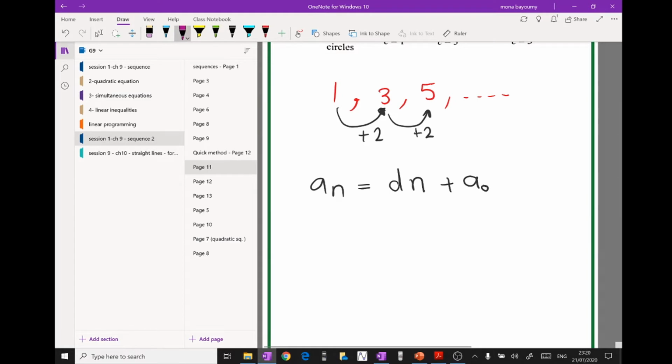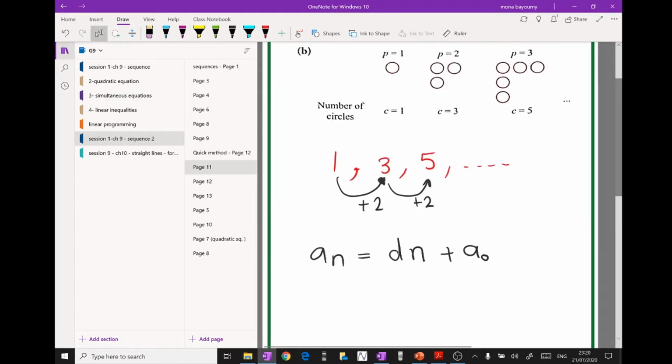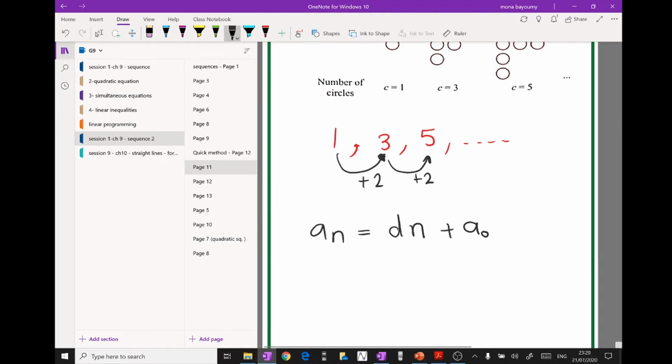D is the common difference. What's a0? The zero term. How can we find the zero term? To find the zero term, we have here a1, a2, a3. To find a0, you have to inverse the operation. Here it is positive 2, now it's going to be negative 2, or minus 2. 1 minus 2 will be negative 1.